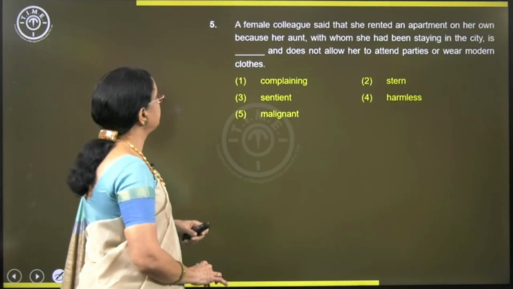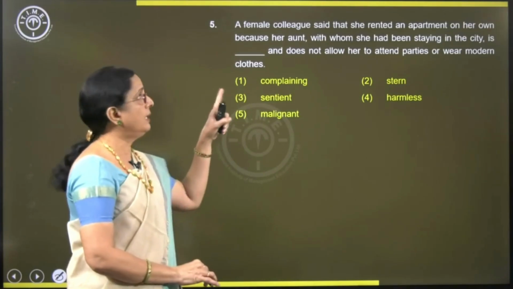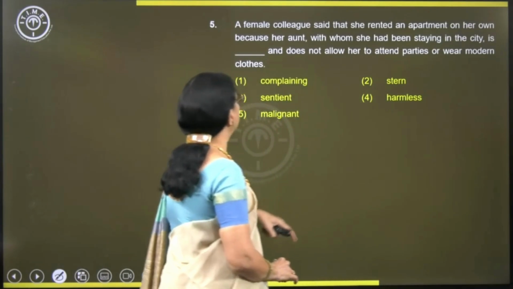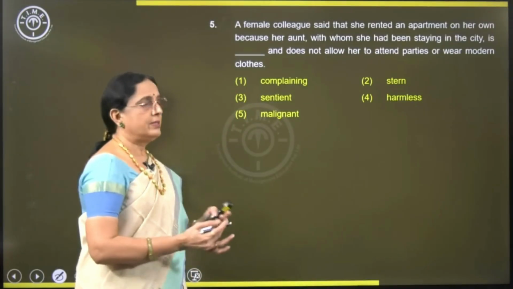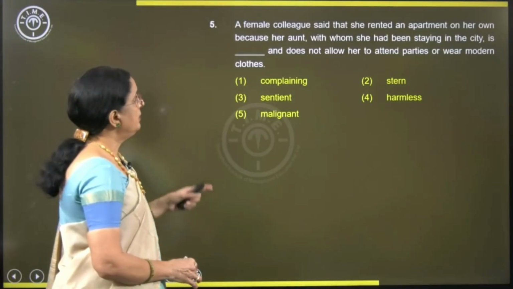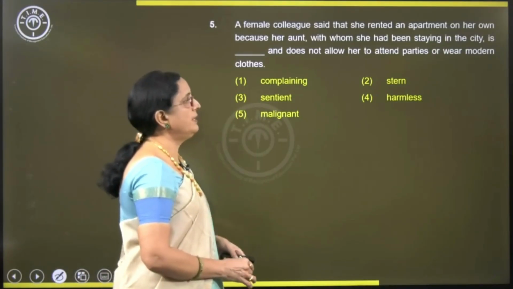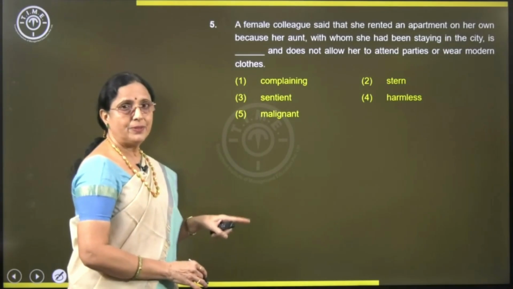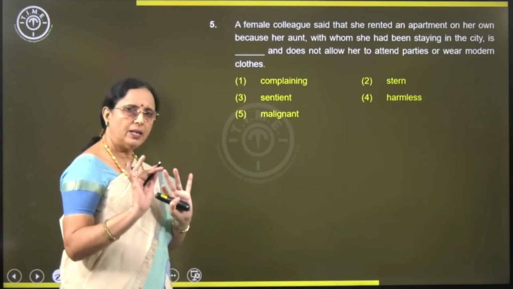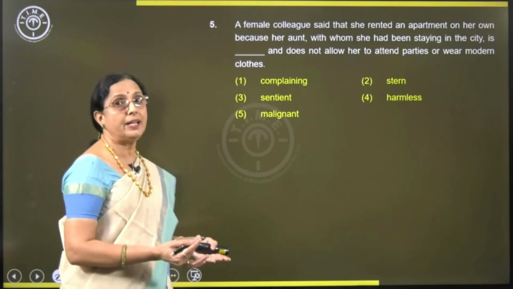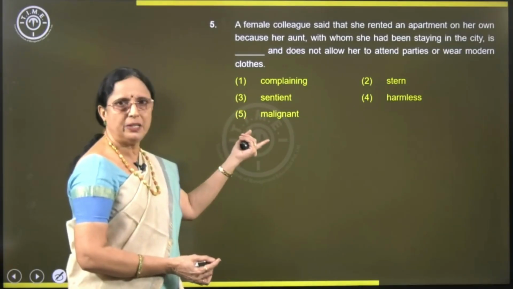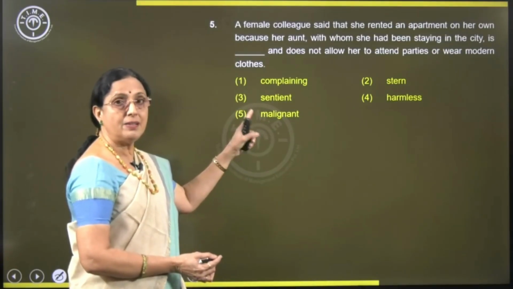Next sentence. A female colleague said that she rented an apartment on her own. She wanted to live on her own because her aunt, with whom she had been staying in the city, is dash. So she had been staying with her aunt for some time. Now she is owning her own apartment. What's the reason behind that? Is dash. Must be negative only. Agree? The reason for going.